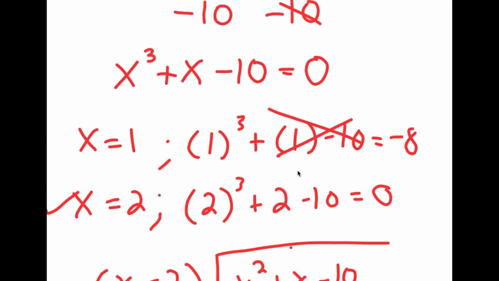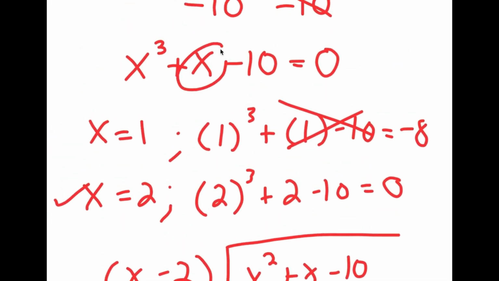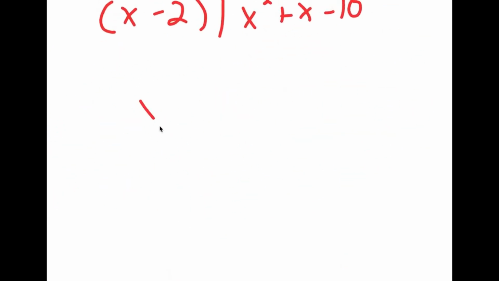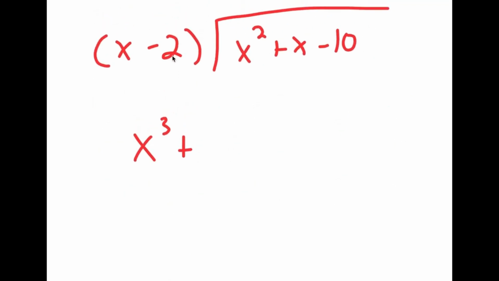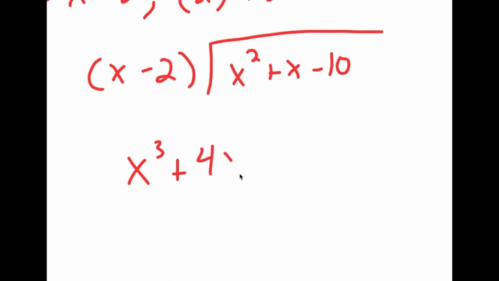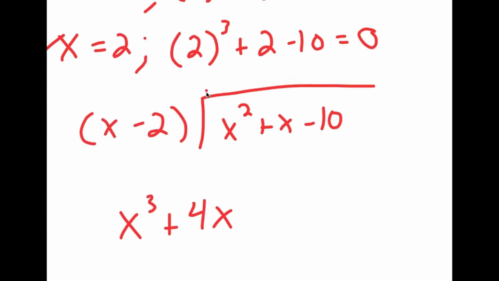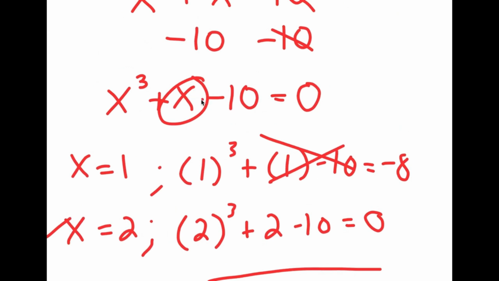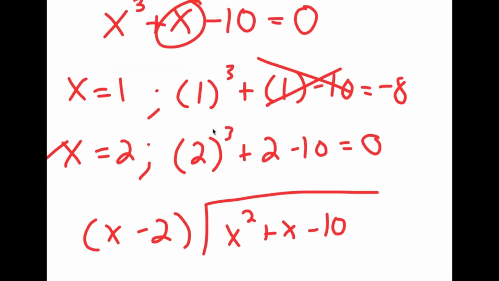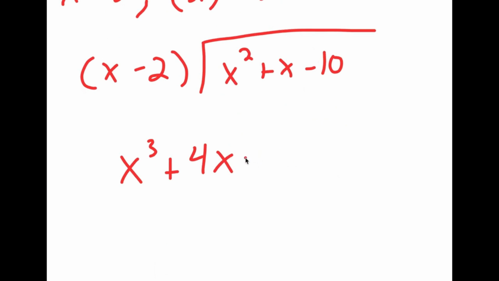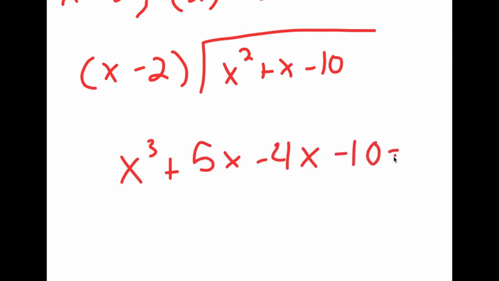However, this also means that we can rewrite x to the power of 3 plus x minus 10 as, well, what's 2 squared? 2 squared is 4, so I get plus 4x, and then because we have plus 4x, what is 4x plus what is equal to x? Well, 4x minus 3x, or we could also do 5x minus 4x. So we get x to the power of 3 plus 5x minus 4x minus 10 is equal to 0.